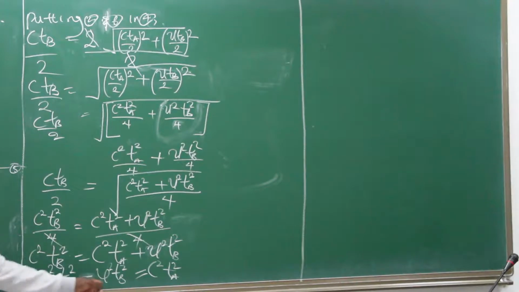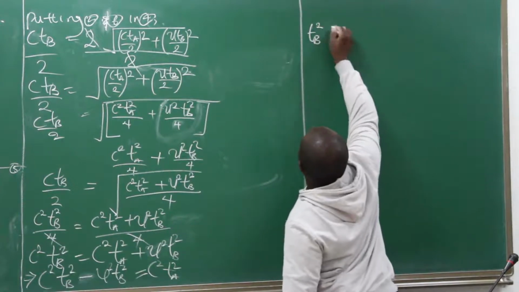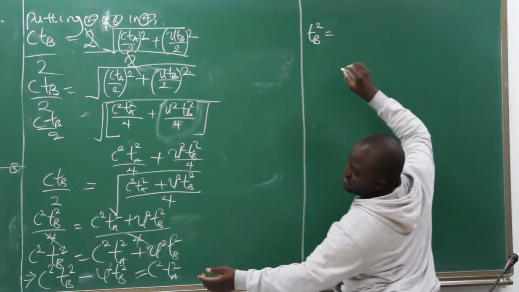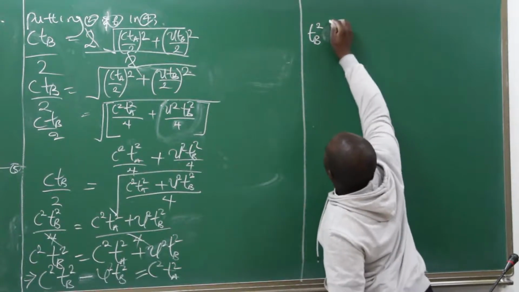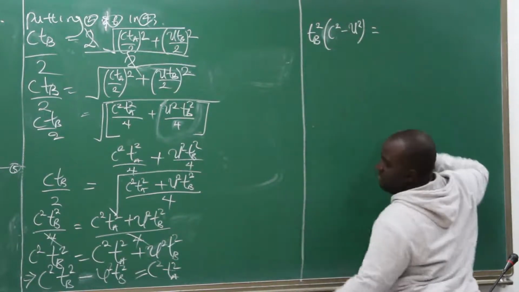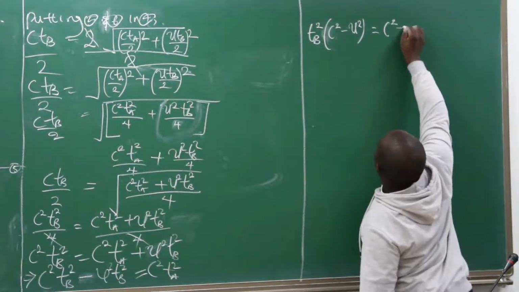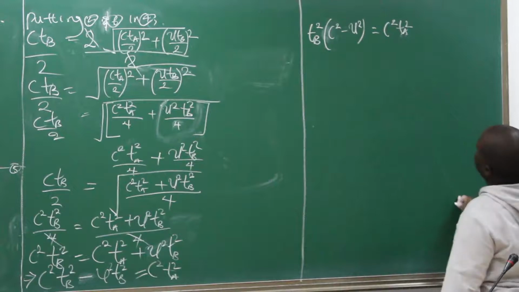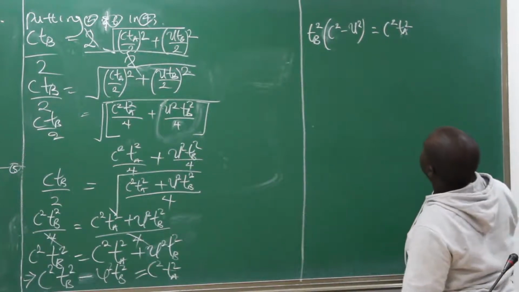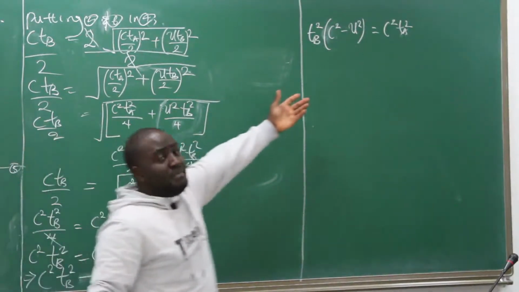Now that we have something like this, we bring out a common factor, the common term, which is tb squared. So the whole of this now becomes tb squared bracket c squared minus u squared, which is equal to c squared ta squared. Now you can see the two times which we are comparing are beginning to emerge here already.